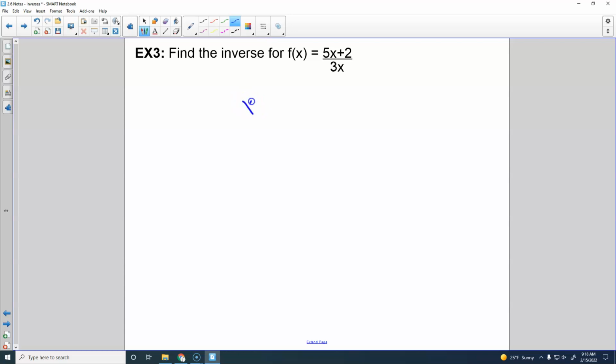So, first step, of course, is going to be x equals 5y plus 2 over 3y. I'm sorry, let me get it right here in a second. So, switching x and y is the first thing that has to happen. And unlike the other two we did, now you've got two y's, so that makes it more difficult. Let's see if you can do this.